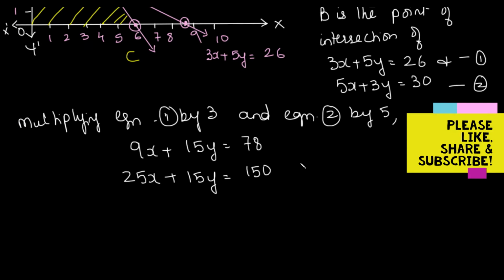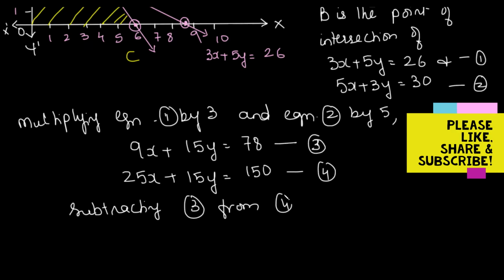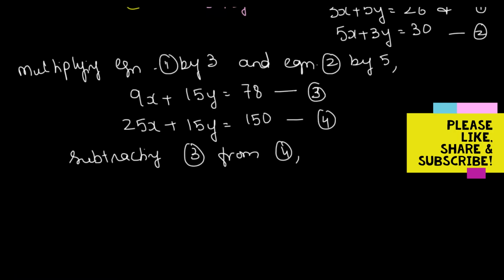Then we subtract both the equations, subtracting this equation 3 and this equation 4. So on subtracting 3 from 4, we are going to get 25 minus 9, which is 16. So 16x is equal to 15y minus 15y, 0. So the y coordinate goes away. And 150 minus 78 gives us 72. And therefore, x is equal to 72 upon 16.